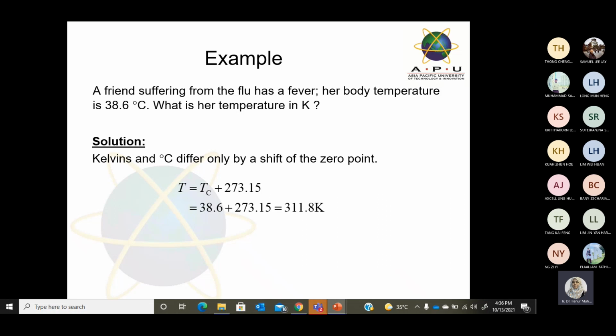Okay, now we look at this example. A friend suffering from the flu has a fever. Her body temperature is 38.6. What is her temperature in Kelvin? So just add 273.15. This is fixed. Then her temperature in Kelvin is 311.8 Kelvin. Okay. So if the question doesn't ask you to convert to Kelvin, don't convert. Maintain it in degrees Celsius.